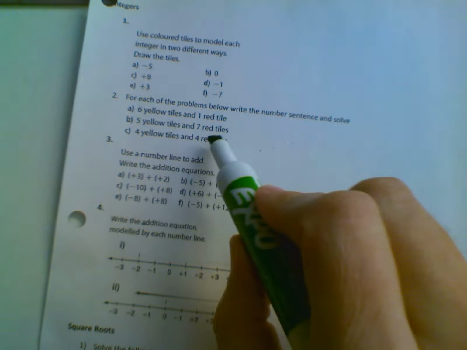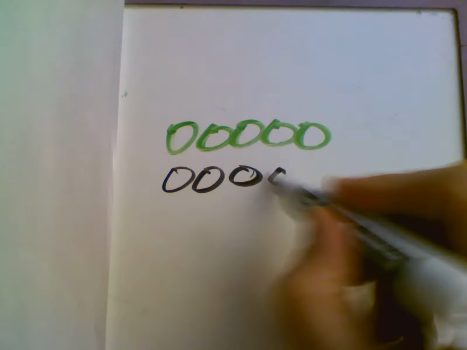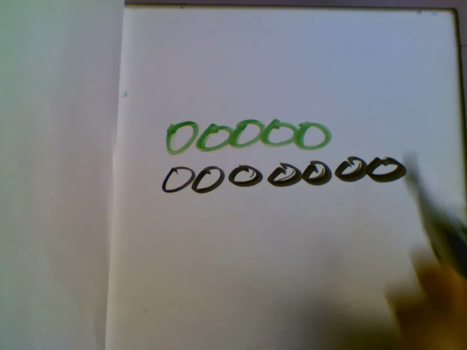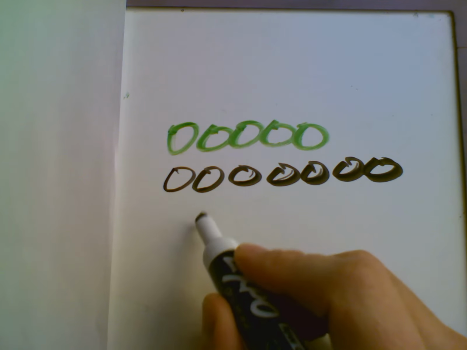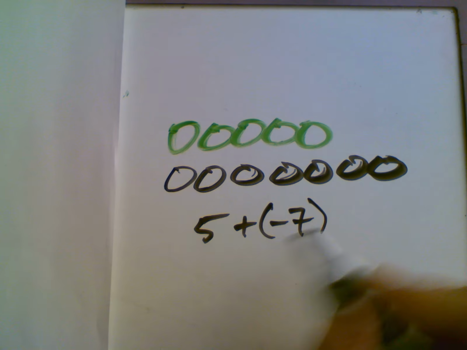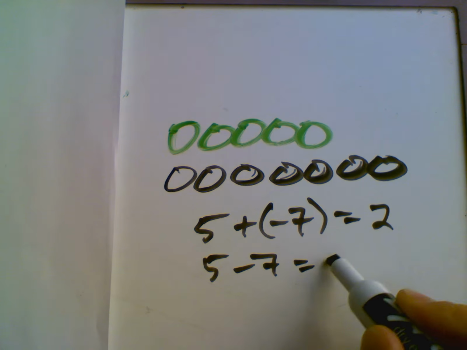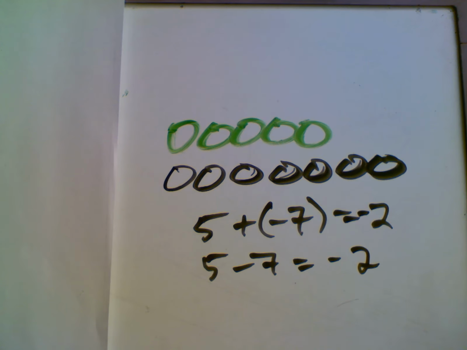Similarly, if we had 2b, 5 yellow tiles, 7 red tiles, or 5 green, 7 black, so that's what we're using for positive and negative. So I have 5 green. I have 7 black, 1, 2, 3, 4, 5, 6, 7. My answer would be -2 because I have 5, and that's adding a -7, or 5 - 7 equals -2.